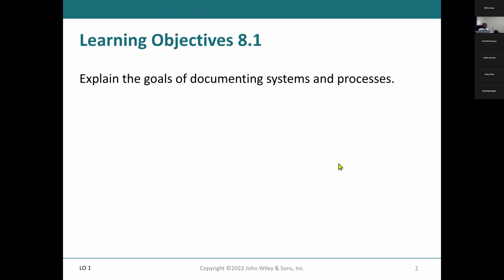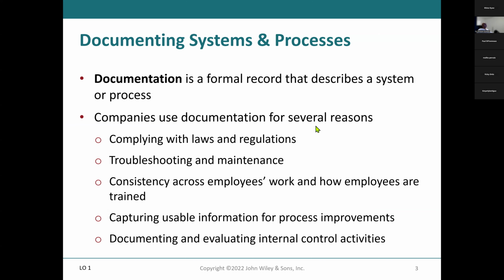All right, so we're going to start off with the first one: what are the main goals of documenting systems and processes? Documentation is a formal record that describes a system or process. What we mean by system or process, I will explain in a little bit of detail in a few minutes. But it's something that will describe a system or process.